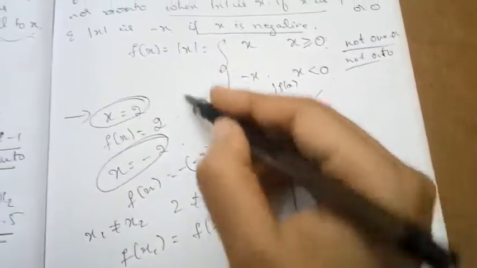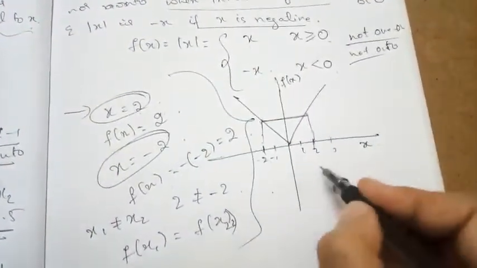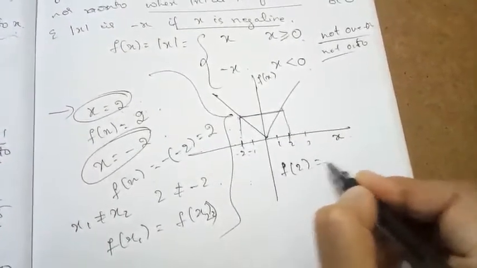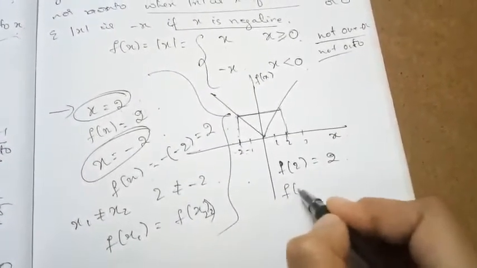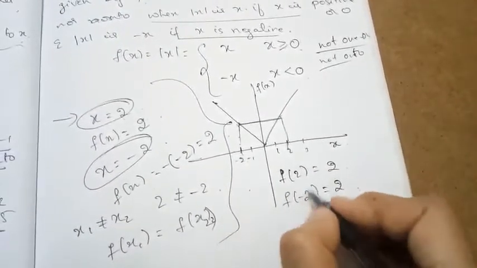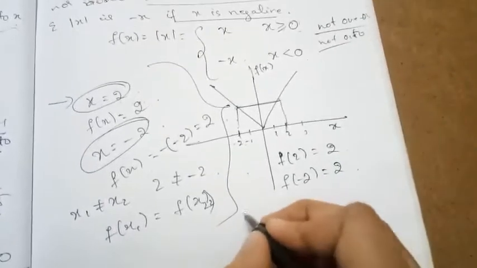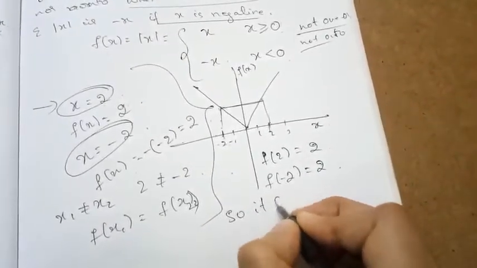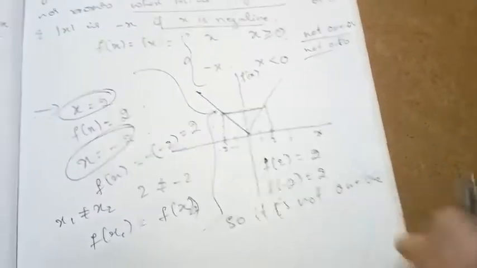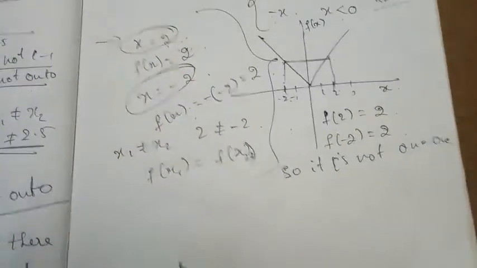Or, if you feel writing this is difficult, you can write it in this manner: f of 2 is equal to 2 and f of minus 2 is also equal to 2. So two elements have the same image, so it is not a one-one function. It is not a one-one function.